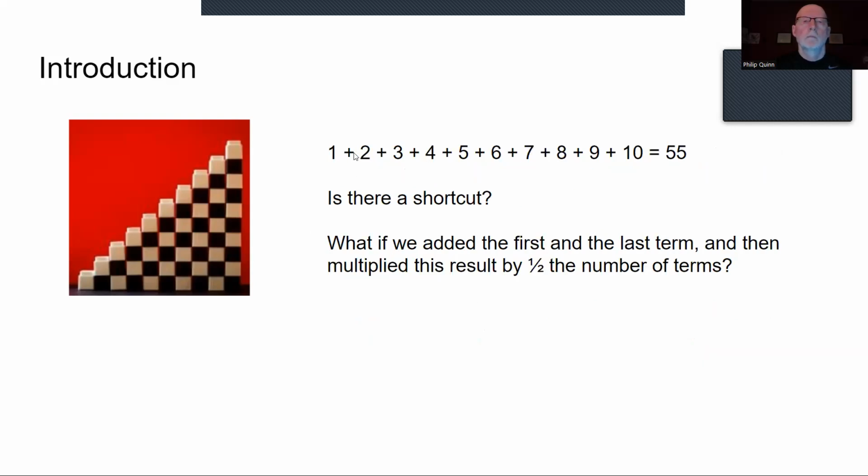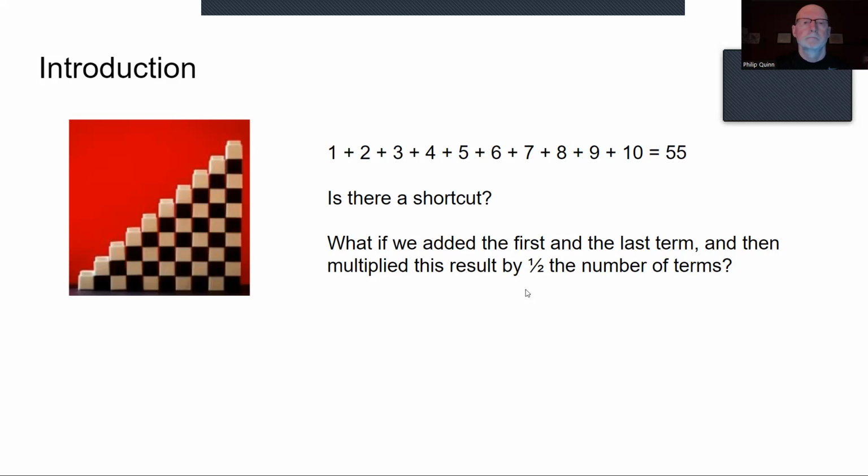So we would go 1 plus 2 plus 3 plus 4 plus 5 plus 6 plus 7 plus 8 plus 9 plus 10. That'd give us 55. Now you might be thinking, is there a shortcut? Especially if we have a whole bunch of numbers. Here it's not too bad, but if we had a whole bunch of numbers, is there a shortcut for this? Well, what if we added the first term and the last term, 1 and 10, and then multiplied this result by half the number of terms?